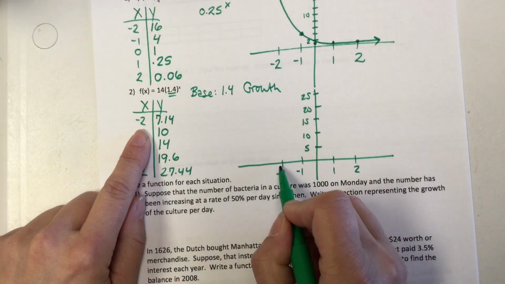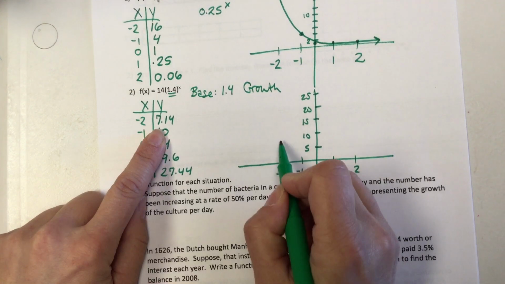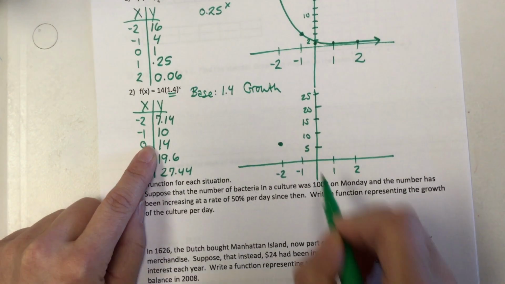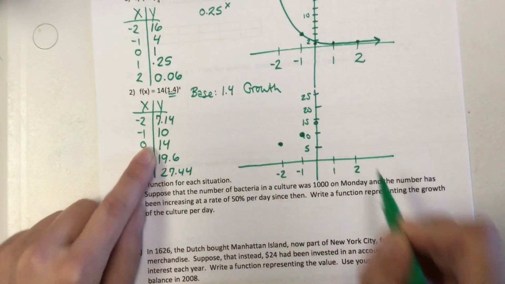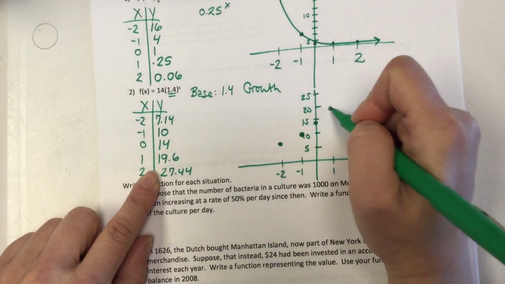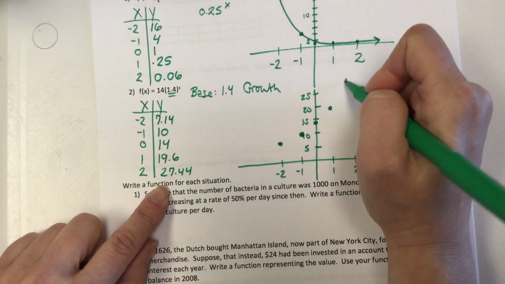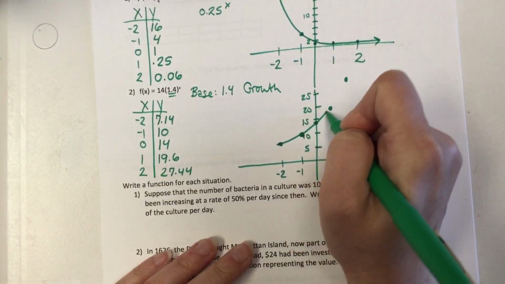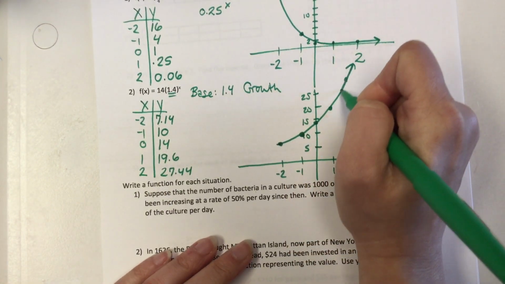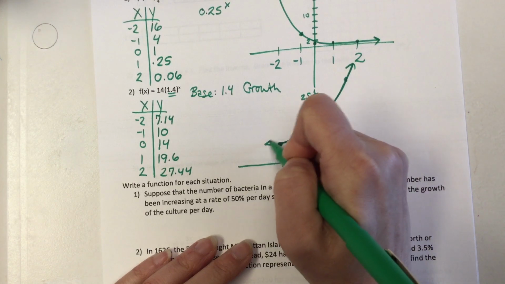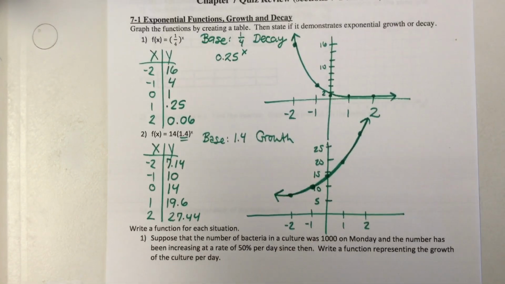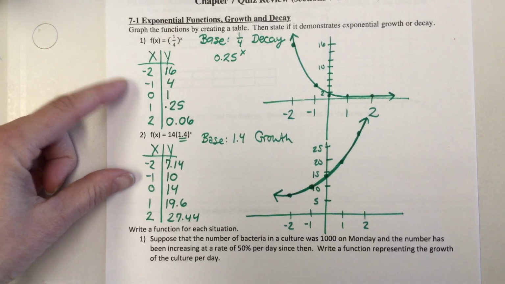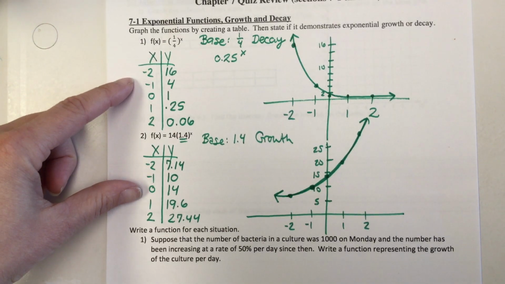So if I go to the left, -2, go to the left 2, up 7. Go to the left 1, up 10. 0 is up 14, 1 is up almost to the 20, 2 is up and even off the graph. So again, when I connect these, I do notice that I'm definitely getting that curve-shaped graph, which is a characteristic of an exponential function. This is what we did on day 1 of chapter 7.